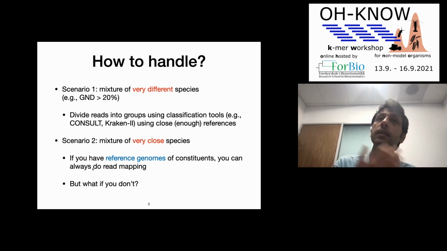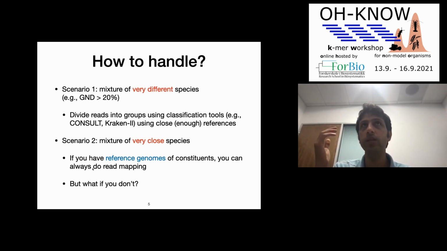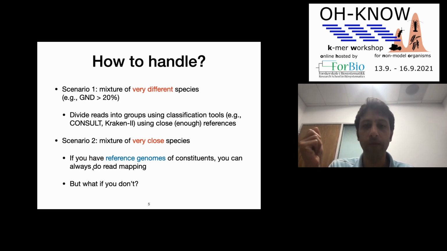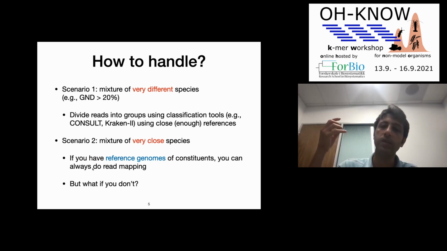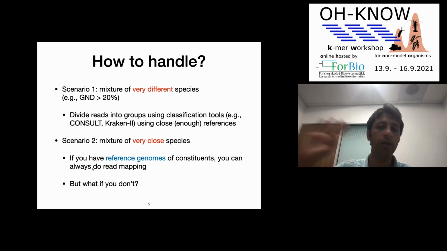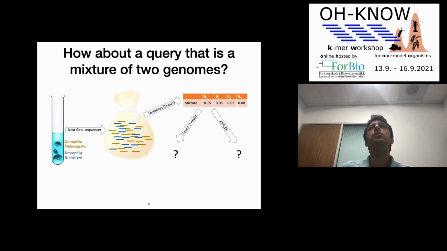It becomes really difficult even to think about mixtures when you have two constituents that you haven't even seen in your reference library. So you have a mixture of two Drosophilas, neither of which is in your reference library. What do you do then? What can you do, even conceptually? So set aside all the nitty-gritty problems. Conceptually, what can we do?